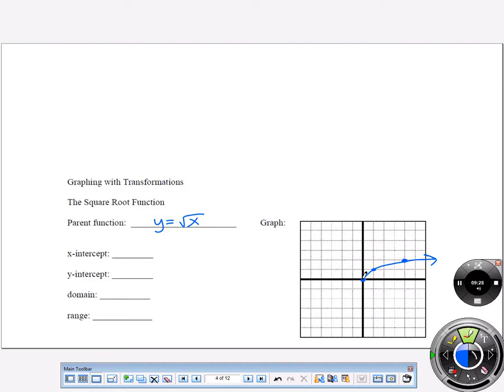X is greater than or equal to 0. Good. Okay. Do you guys see why that is graphically? The graph does not exist on the left side of 0. That means for some reason we can't produce points when we plug in these x values. That makes sense with the function. Why doesn't the graph exist?